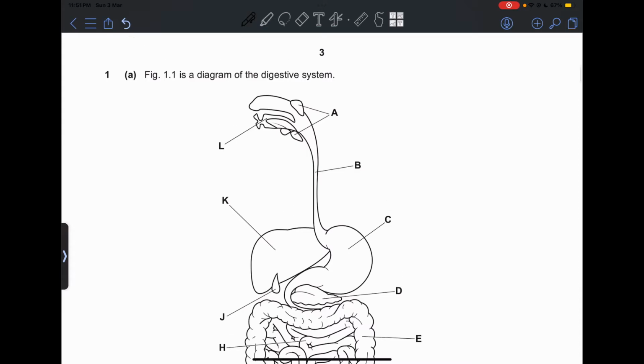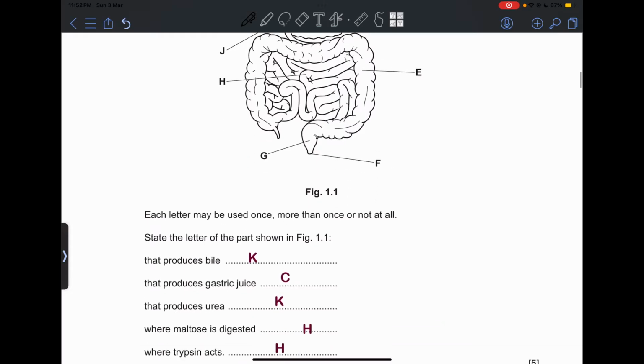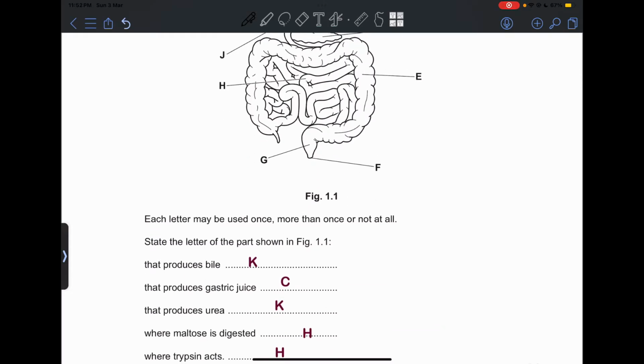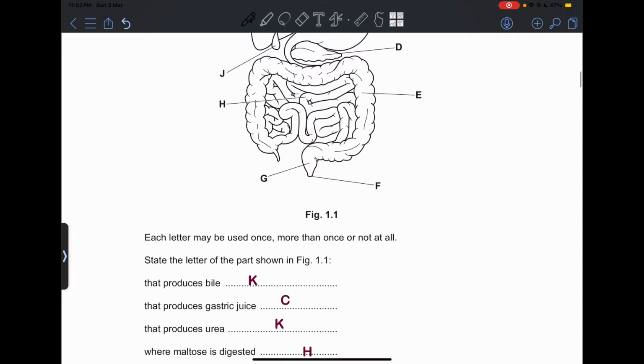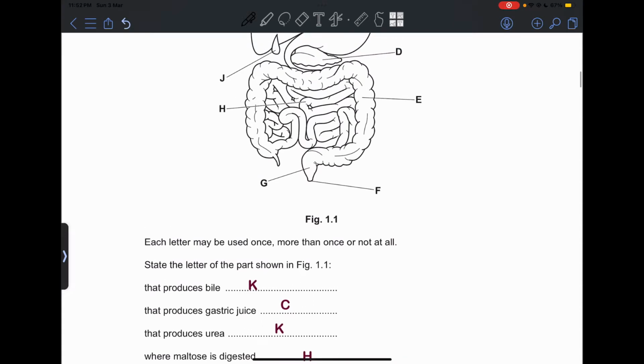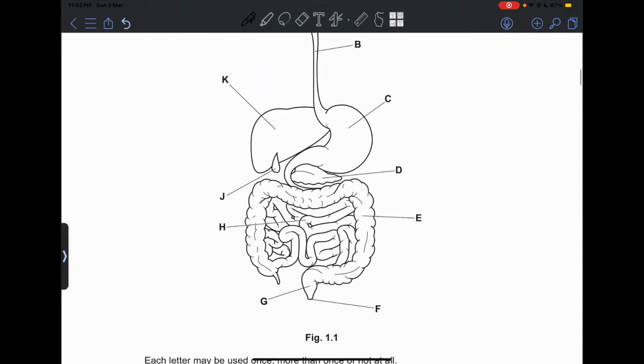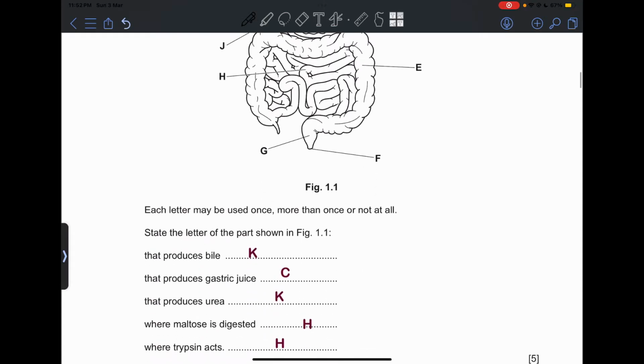Question number 1a. Figure 1.1 is a diagram of the digestive system. Each letter may be used once, more than once, or not at all. State the letter of the part shown in figure 1.1. So the part that produces bile is actually the liver, which is K over here. So you're going to write down K.